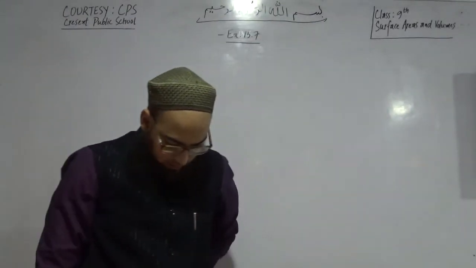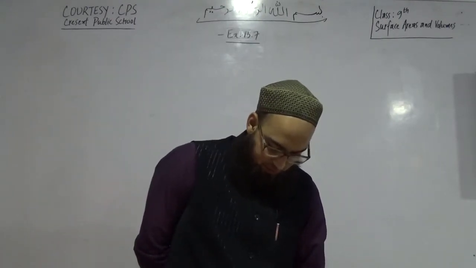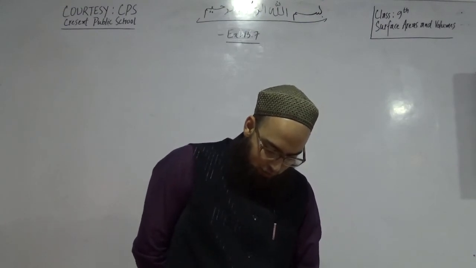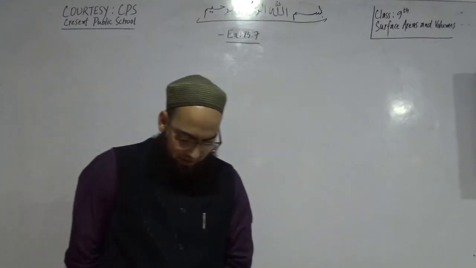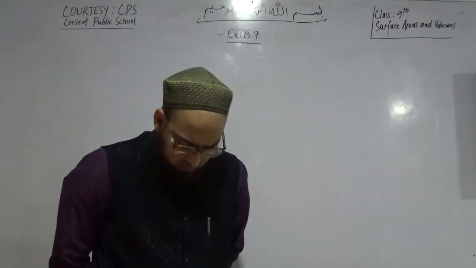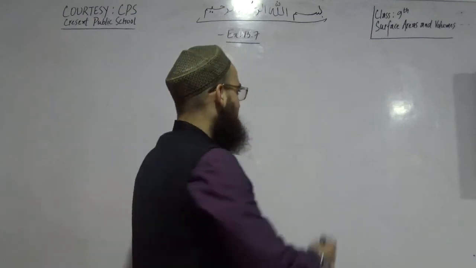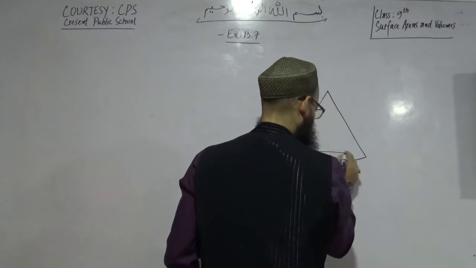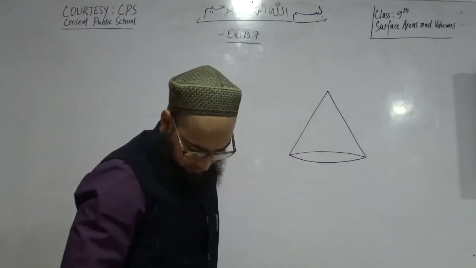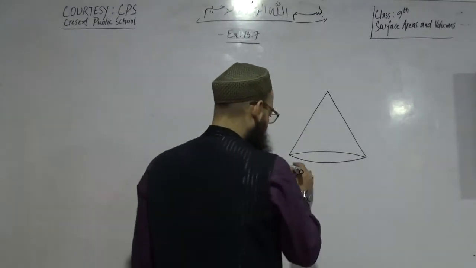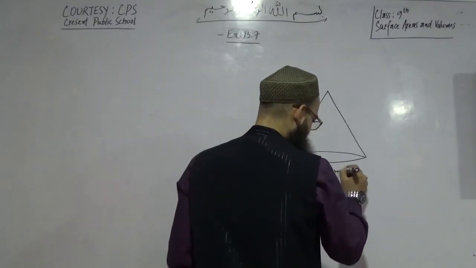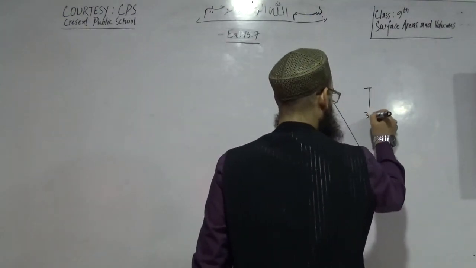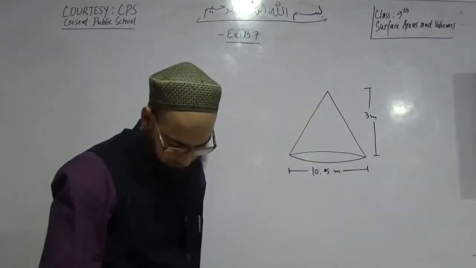Then question number 9, a heap of wheat is in the form of a cone whose diameter is 10.5 meter and height 3 meter. Find its volume. The heap is to be covered by canvas to protect it from the rain. Find the area of the canvas required. Now it's simple. The heap of wheat is in the form of a cone. This is a heap of wheat, just like this. Diameter is 10.5 meter. Height is 3 meter. Got it? Find its volume.